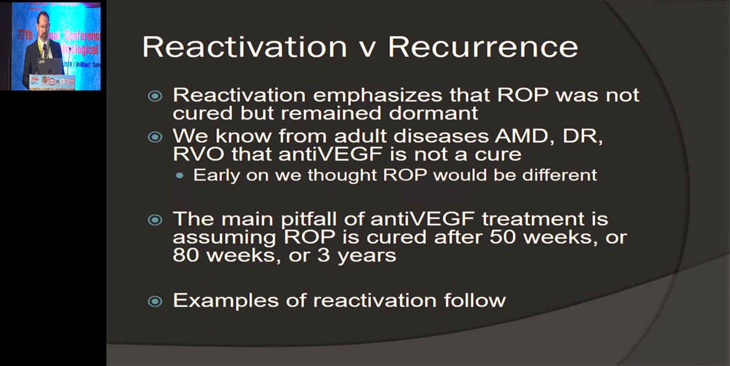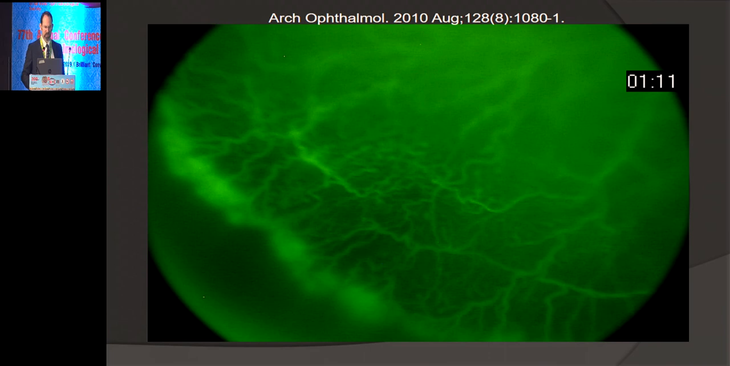We had hoped initially that anti-VEGF would be a cure for ROP because it was related to development, but it turns out that it is most likely not. And we've seen detachments after anti-VEGF therapy months and even years later. So the pitfall is thinking that it's cured and these babies don't need to be followed. So these are some examples of reactivation.